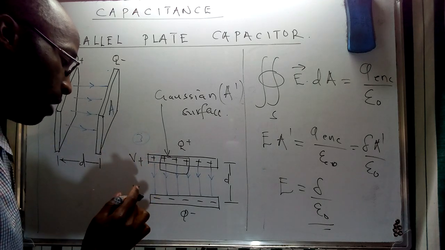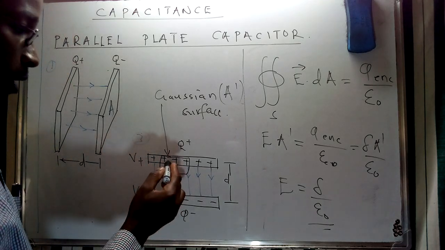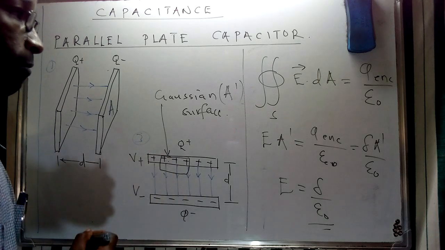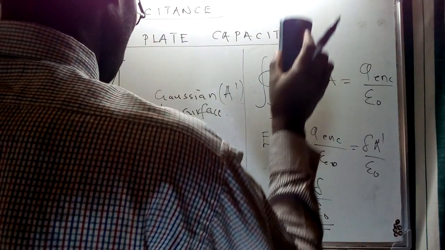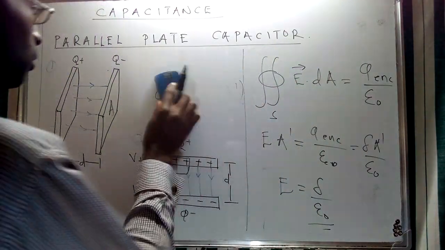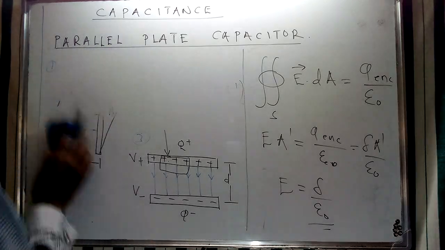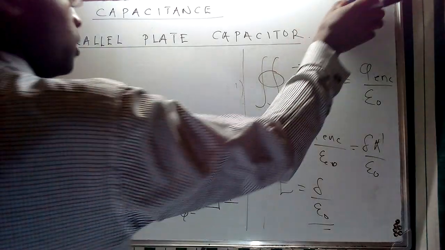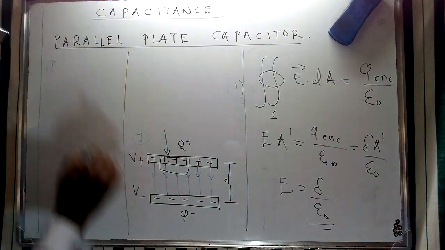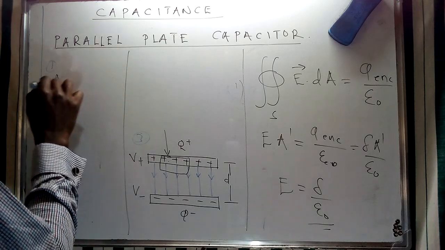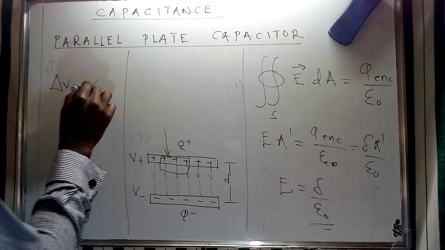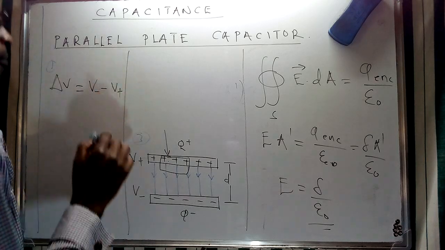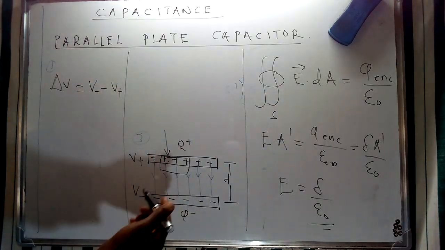If we consider our path of integration from the positive to the negative plate, then for this specific integral we have the change in potential difference. I'm going to use just this surface. We consider the potential difference between the positive and negative plate as delta V, which is V negative minus V positive, from this specific integral.